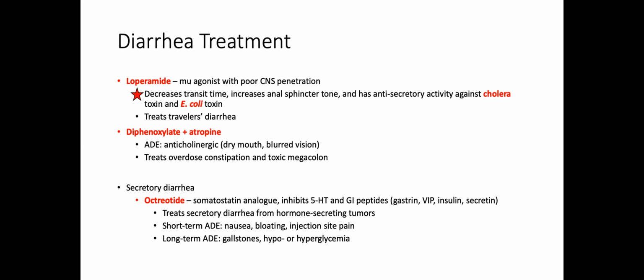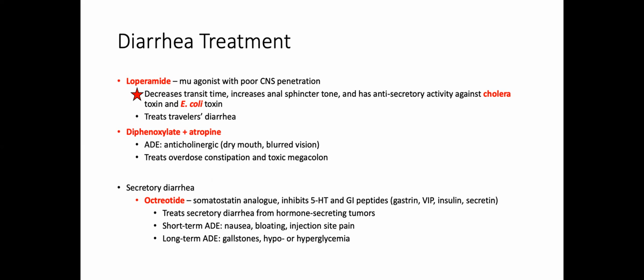Diphenoxylate and atropine are anticholinergic. So think about all of our dry mouth, blurred vision, all of our anti-muscarinic, or SLUD things. And this can help treat overdose constipation. So if a patient had taken a bunch of opiates and had constipation, as well as toxic megacolon.